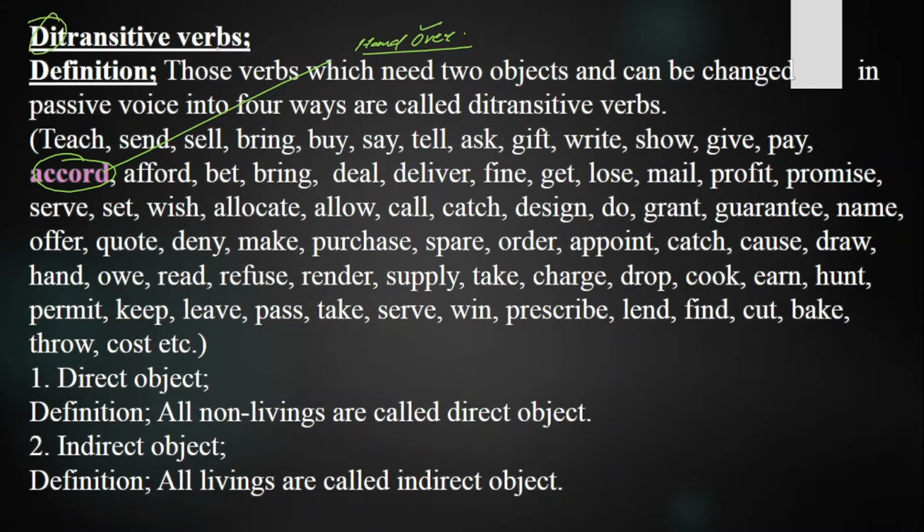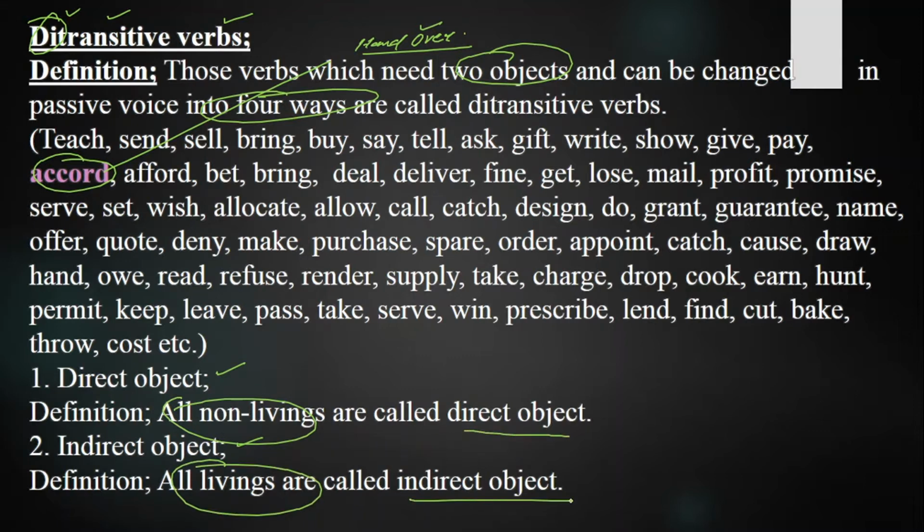Ditransitive verbs definition we will discuss. Before discussing the definition, we need to know the meaning of the ditransitive verb. Di means two, transitive means which can be changed into passive voice, and verb shows an action. So those verbs which need two objects and can be changed into passive voice in four ways are called ditransitive verbs. They need two objects, one the direct object and the other the indirect object. Direct object means all non-livings and indirect object means all livings. So all non-livings are called direct objects and all livings are called indirect objects.